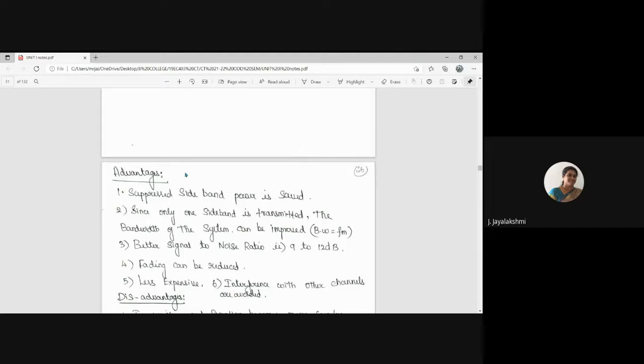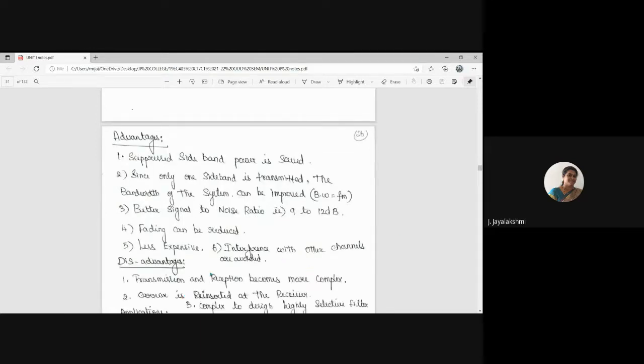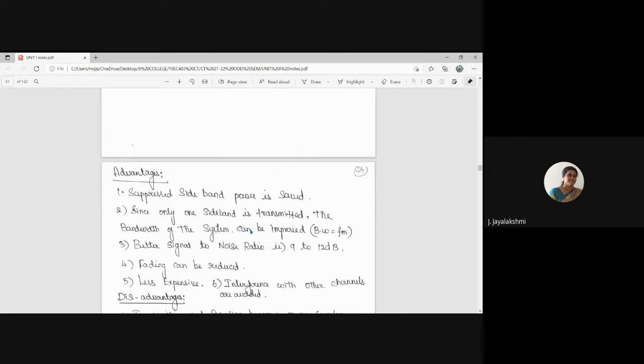And of course, it is going to be less expensive. Interference with the other channels can also be avoided. So these are the major advantages of your single sideband suppressed carrier signal. What would be the drawback there?